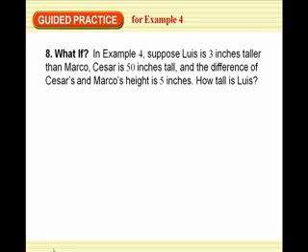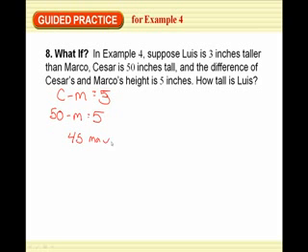Okay, the guided practice, the last one for this lesson, says, what if? In example 4, suppose Luis is 3 inches taller than Marco. Caesar is 50 inches tall, and the difference of Caesar and Marco's height is 5 inches. How tall is Luis? So we start the same way. Caesar minus Marco is 5. Caesar is 50 inches tall. So 50 minus m equals 5. So Marco, we're getting Marco is 45.